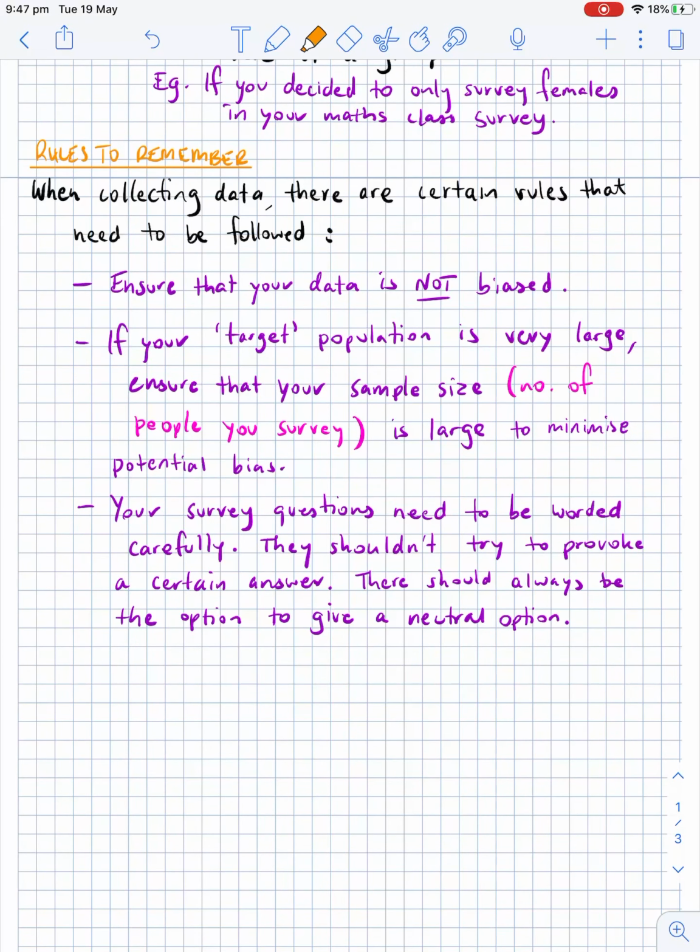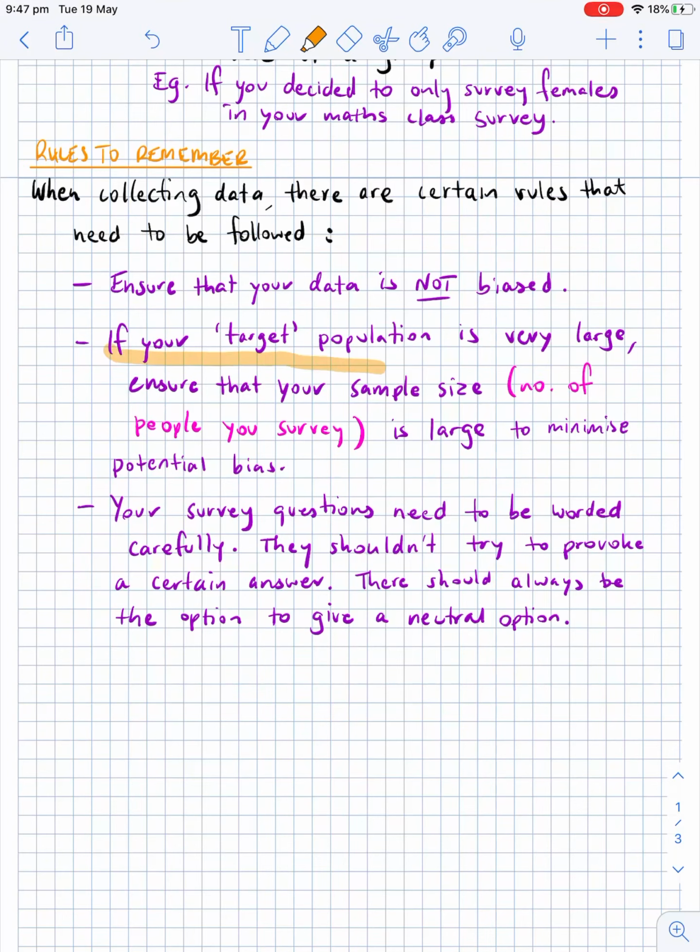Okay, just a few rules to remember. When you are collecting data, there are certain rules that need to be followed. You need to ensure that your data is not biased. It's really important that you're getting a voice from everybody within a population. You don't want to just be focusing on the boys or the girls or the sporty people or people who like something but don't like something else, because you don't want data that over-represents one type of person. You want to get a nice mix of everyone. That's what we consider reliable data.